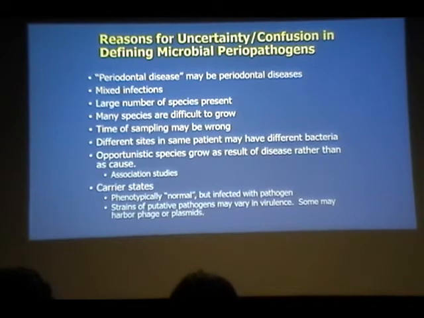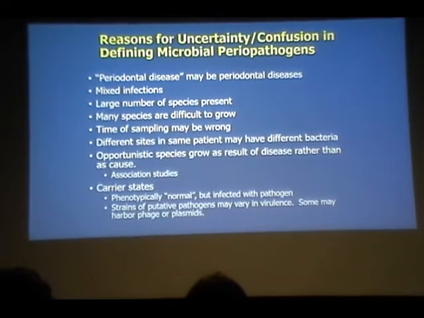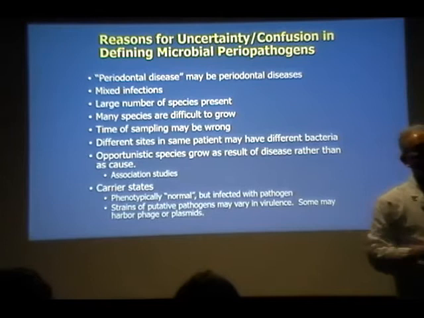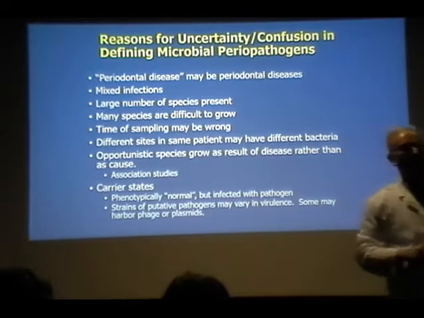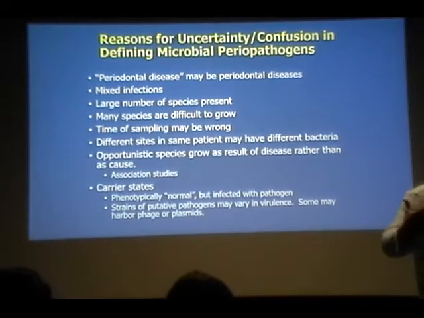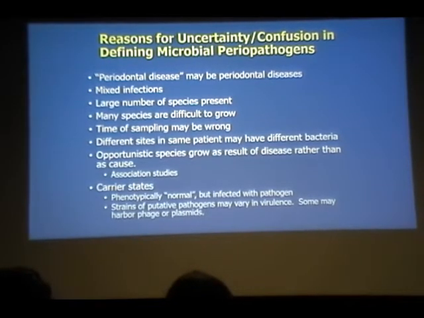And the organisms themselves, like Porphyromonas gingivalis, not all PGs are created equal. That's why I say strains of putative pathogens may vary in virulence. Okay, some strains are more virulent than other strains. Some strains are more virulent because they've been infected with a bacteriophage. And when we talk about AA, I'll mention the fact that a serotype B AA was shown to be infected by bacteriophage that led to expression of a very important virulence factor that only serotype B has at high levels.